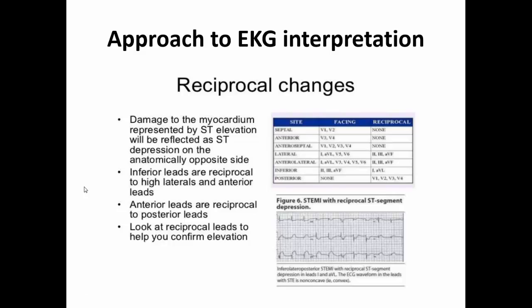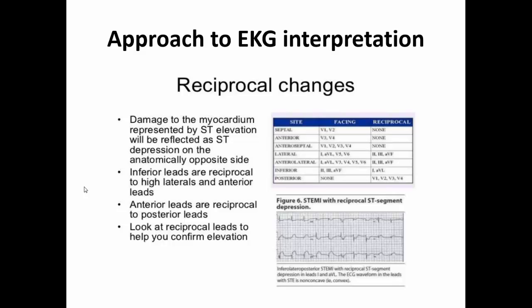When you have certain injury patterns, you may see reciprocal changes. Oftentimes with anteroseptal, you may not see any reciprocal changes. When you have a lateral MI, which would be ST elevation in leads 1, AVL, possibly V5 and 6, you'll oftentimes see reciprocal changes in 2, 3, and AVF. When it's anterolateral, which is 1, AVL, V3 through V6, you may see reciprocal changes in the inferior leads 2, 3, and AVF. When you have an inferior MI with elevation in 2, 3, and AVF, then you'll see reciprocal changes in 1 and AVL.